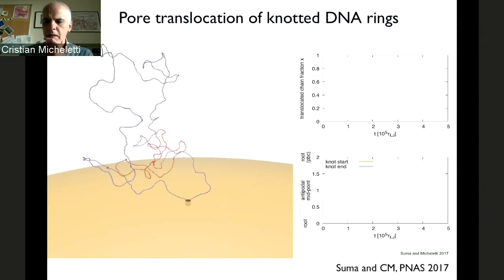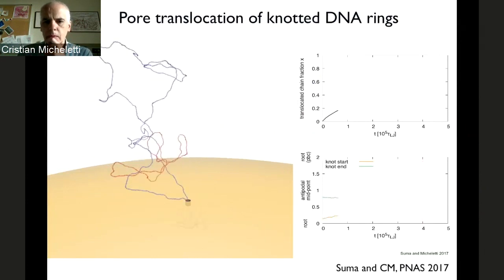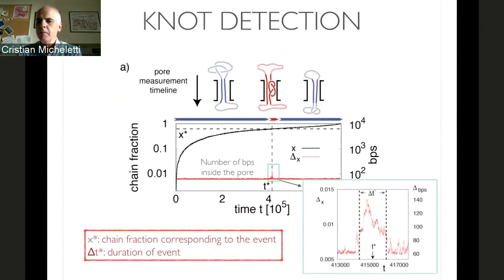So like in experiments, we had access to all sorts of measurable quantities that we could monitor in order to mimic and interpret the experimental data. And so, although we don't have explicit solvent, we don't have explicit ions, we can still measure what is the surface of the pore that is occupied by the strand that is passing through the pore.